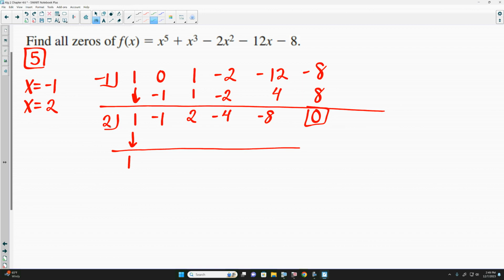With doing 2, the one that we know works, the number of numbers that we're going to be doing synthetic division with decreases each time. So if we do this with 2, 2 times 1 would be 2. -1 plus 2 is 1. 2 times 1 is 2. 2 plus 2 is 4. 2 times 4 is 8. -4 plus 8 is 4. 2 times 4 is 8. And -8 plus 8 is 0. Questions on this here?